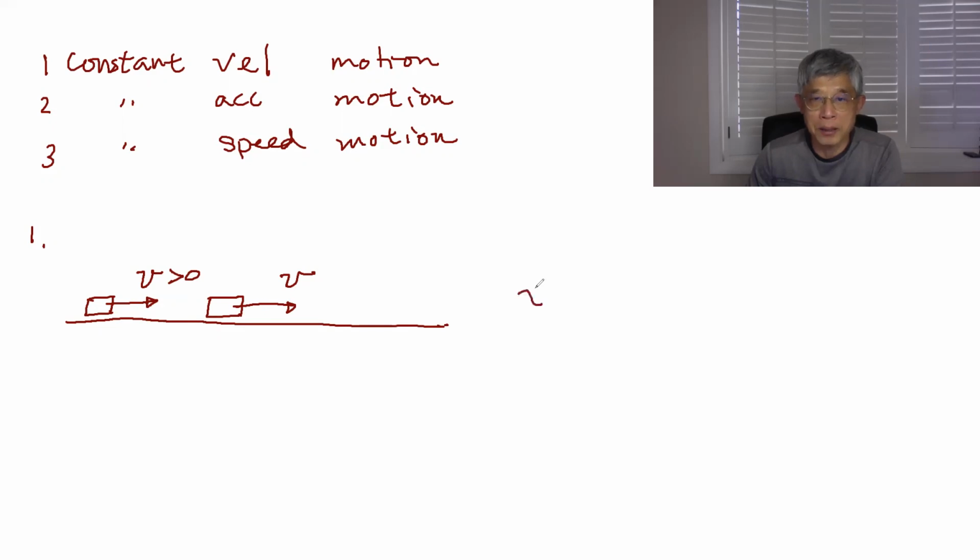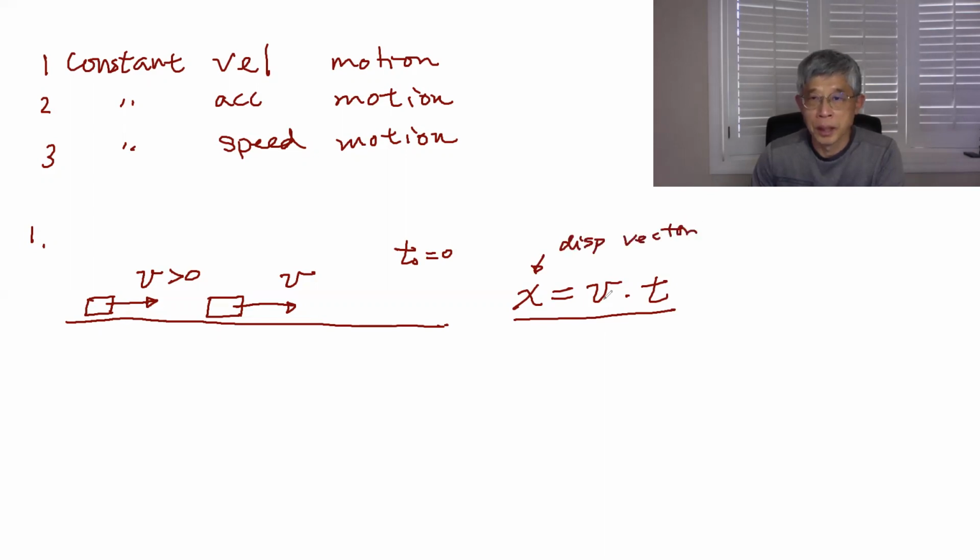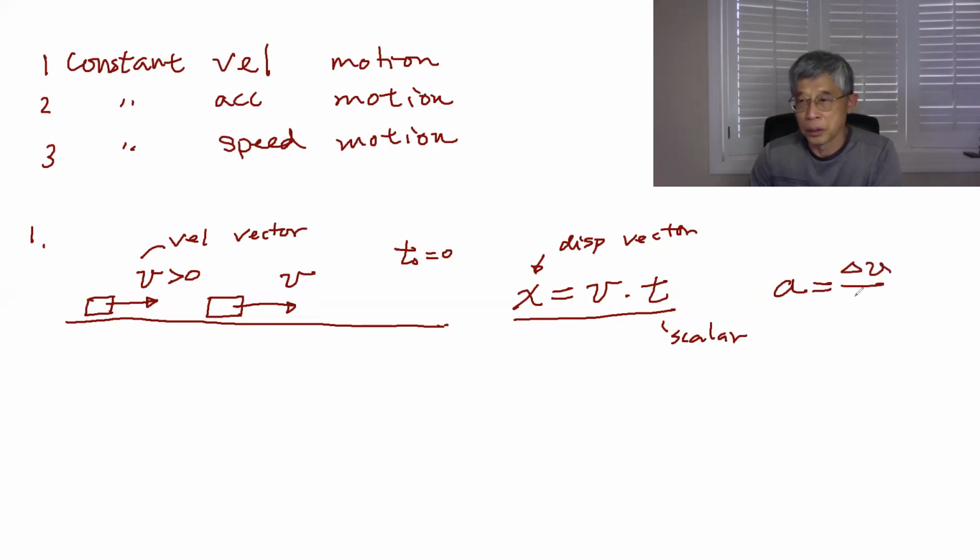So that's constant velocity. In this case, the displacement x is equal to v times t. We assume t0 is equal to 0. So that's your displacement vector, and this is your velocity vector, and t is a scalar. Acceleration in this case is equal to delta v over delta t, and delta v is 0 because v is constant. So that's equal to 0 divided by delta t.